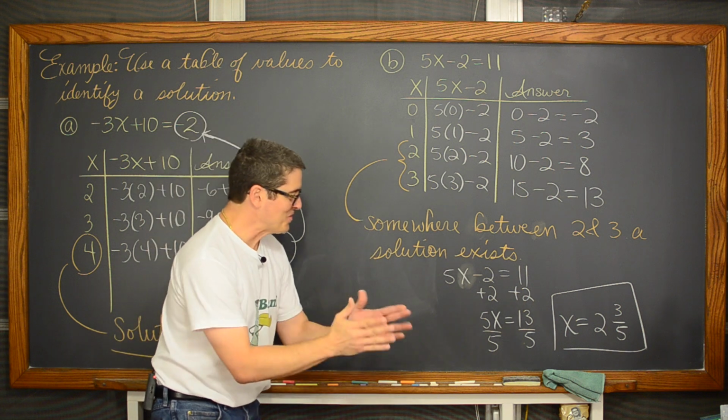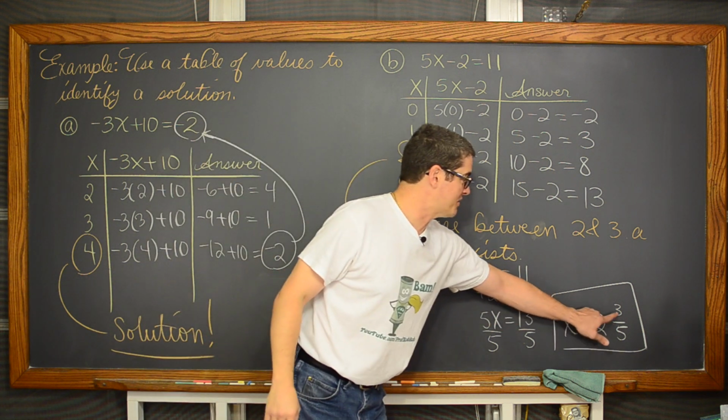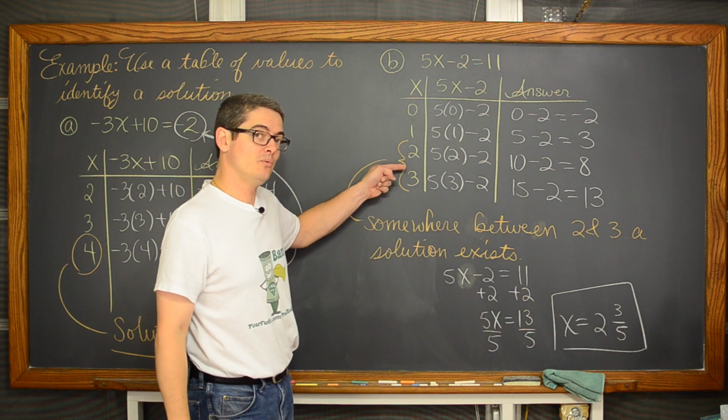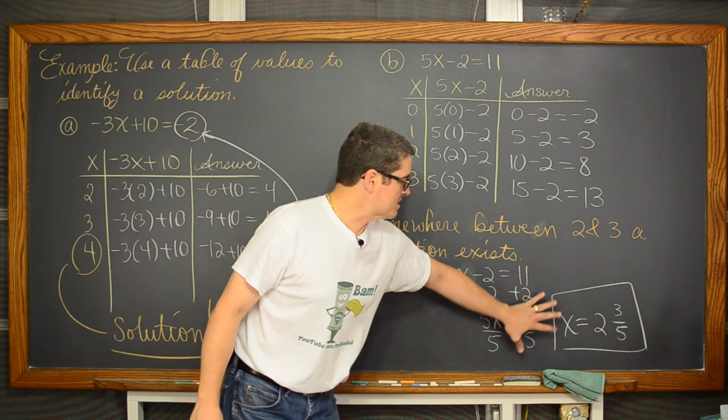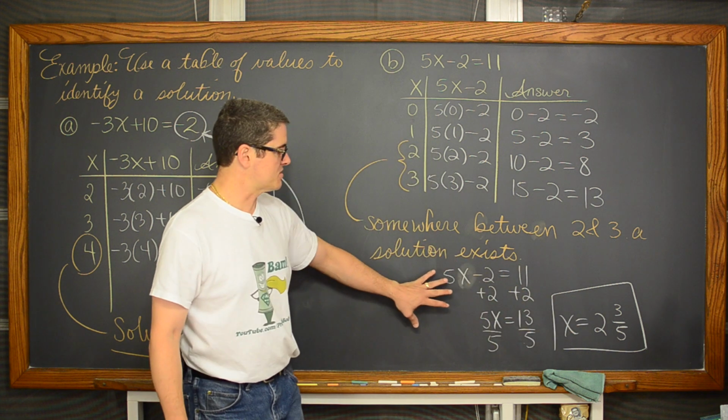And we have 2 3/5. And indeed, 2 3/5, guess what, is somewhere between 2 and 3. Now, we're not really supposed to know how to solve these two-step equations.